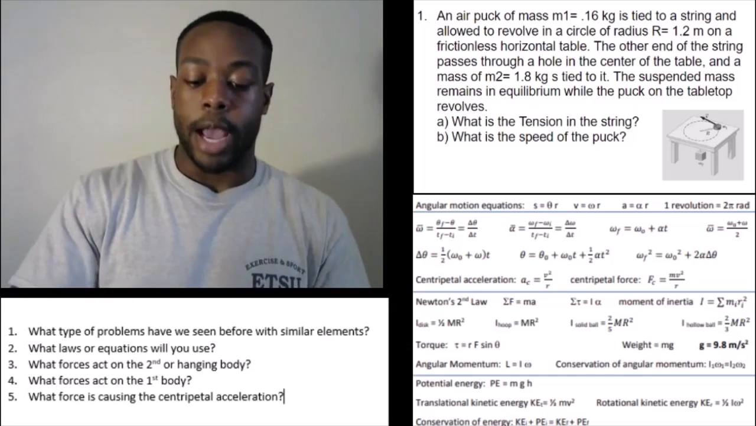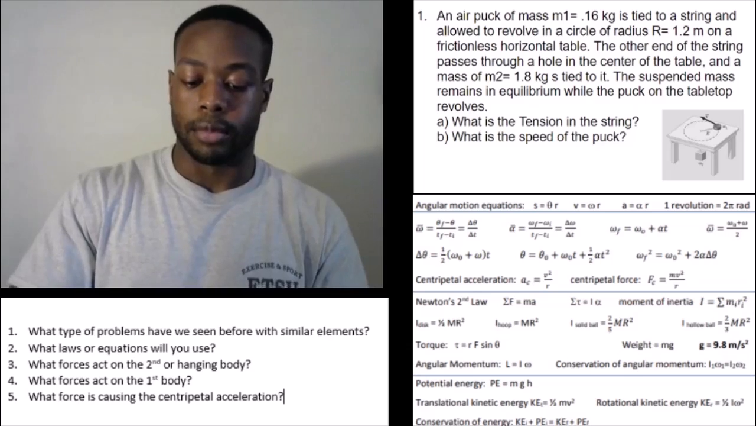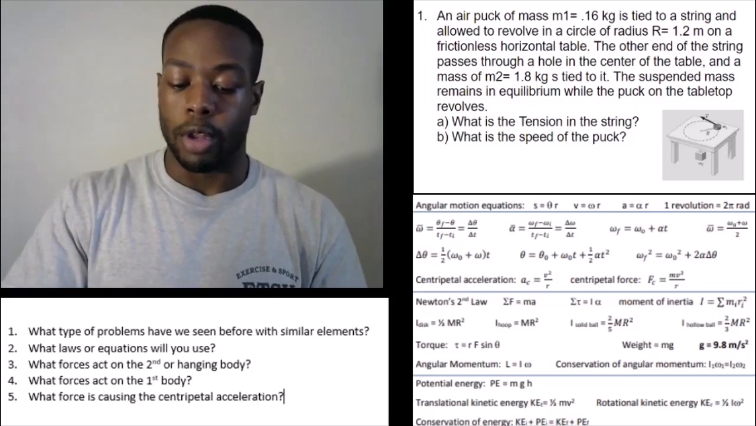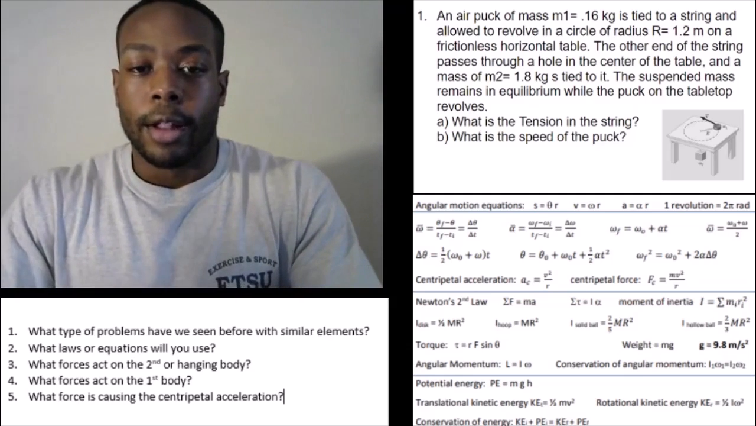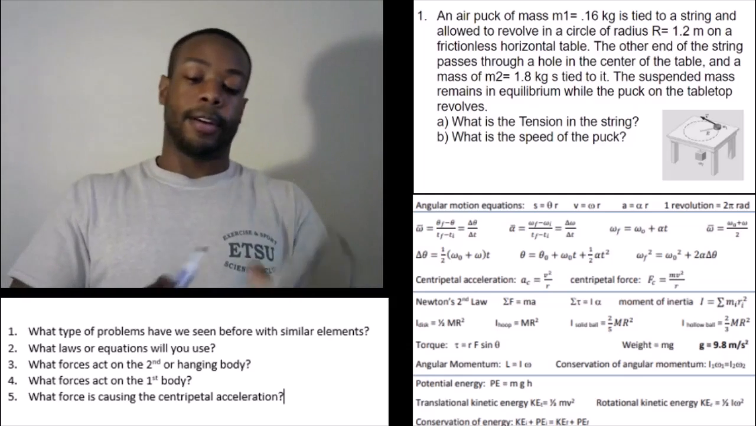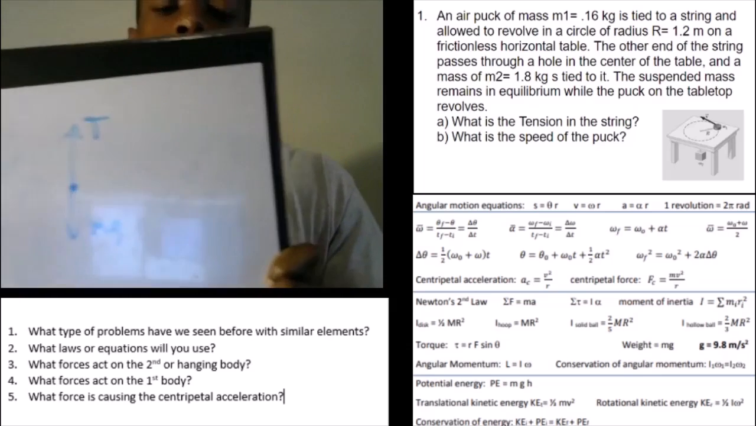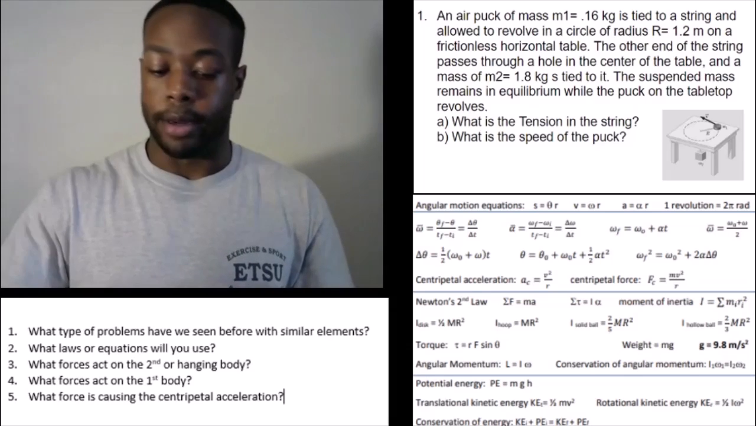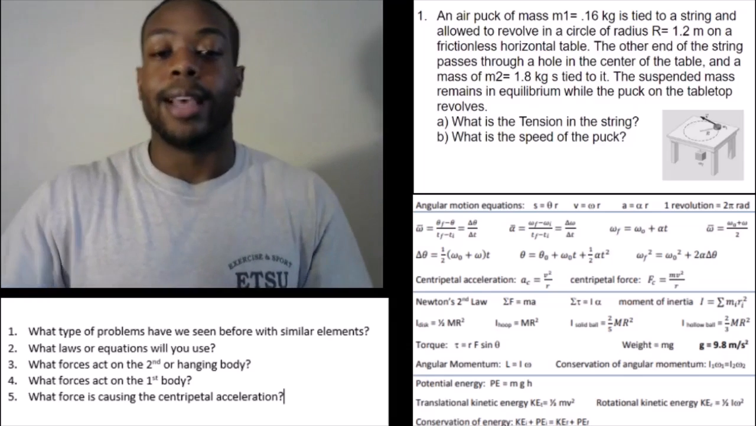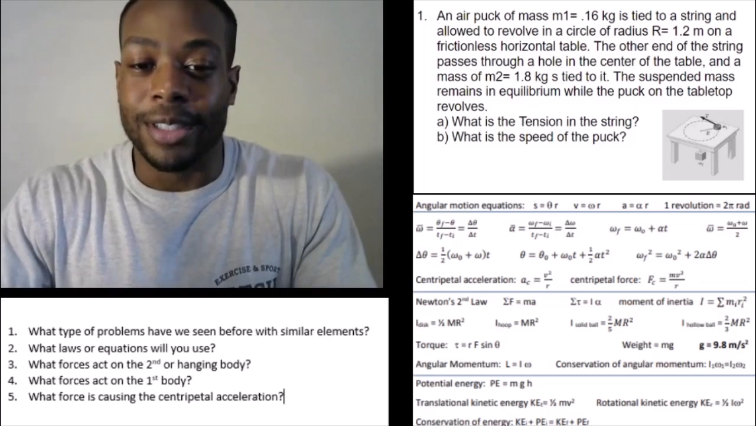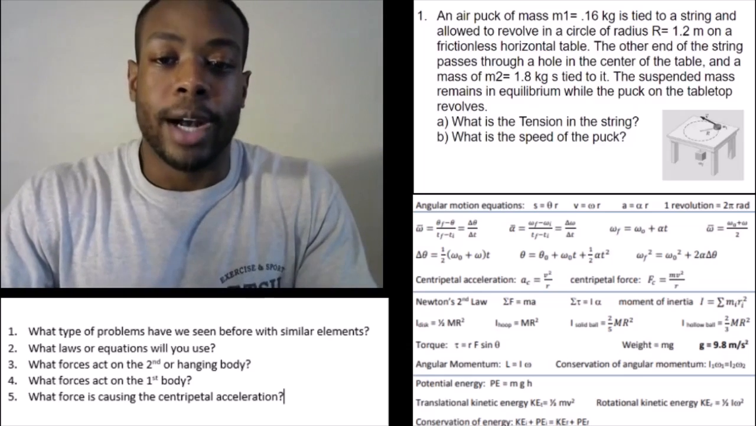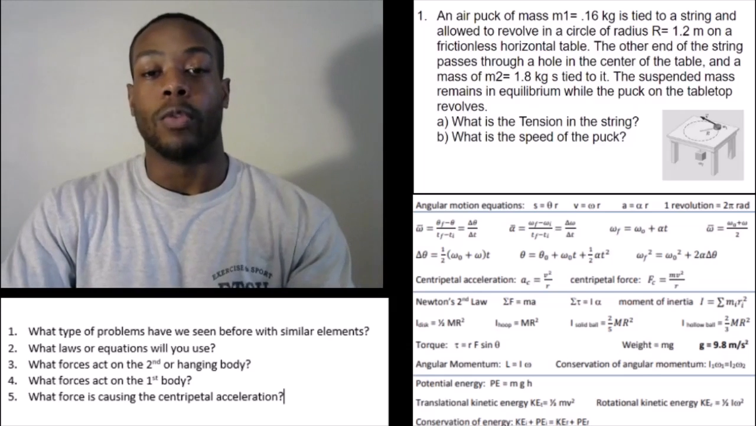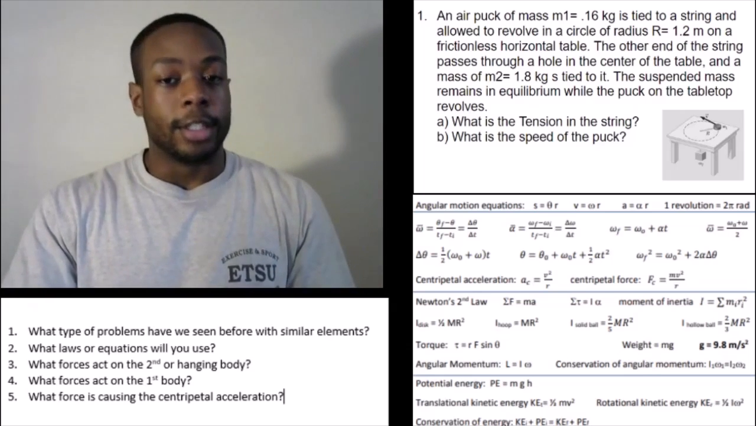Let's actually draw a diagram for that. So you've got one force going up and you've got one force going down. So think about that, but you should have tension going up and weight going down. Those are your two forces acting on the hanging body. Next, they ask you what forces act on the first body. So that's really the question. What forces act on the revolving body? It shouldn't be overly difficult.